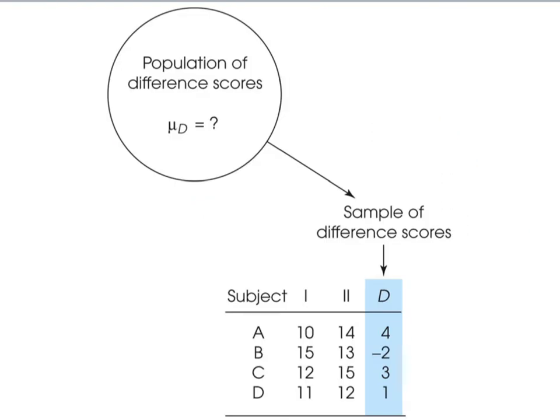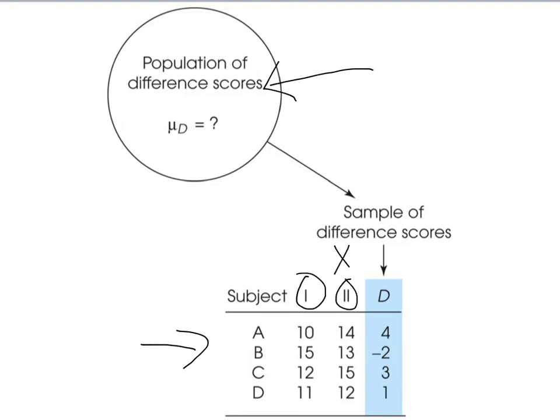Here we have an example of a population of difference scores. A group of people were measured after one dosage level of a drug, and then they were measured after a second dosage level. And we have this population of difference scores. Our null hypothesis is that the mean difference is zero. Our alternative hypothesis is that it's something different than zero. If you look at the table here, you can see that there are 4 subjects. Each subject is measured twice.